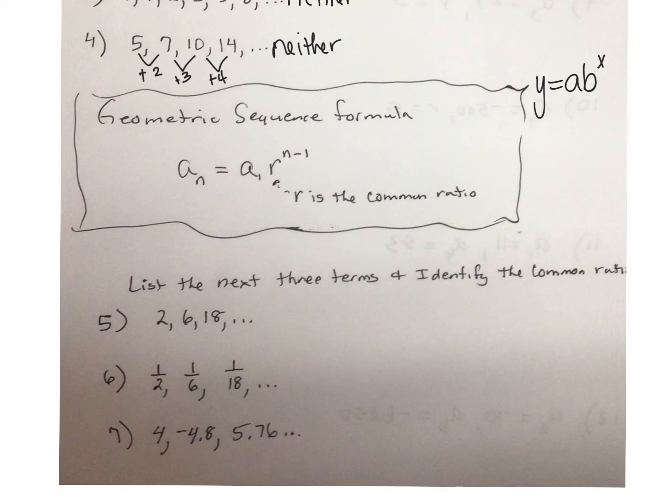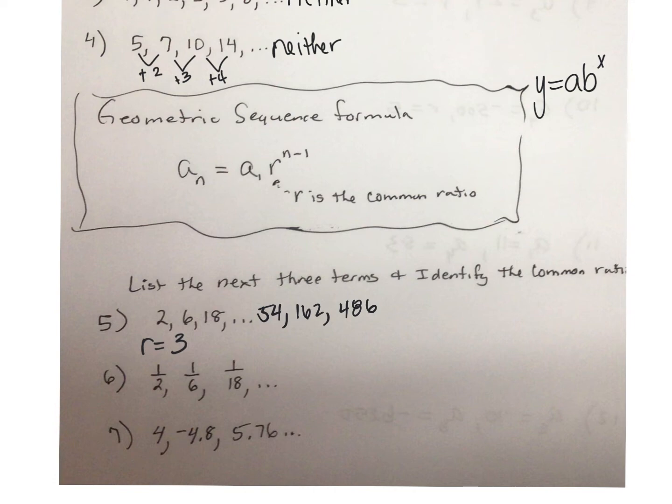Okay, so what is our common ratio for number 5? We need to know that in order to find the next couple terms, right? R is positive 3. We're multiplying by 3. And so my next one is going to be what? What's the next term? 54, 162, 486.